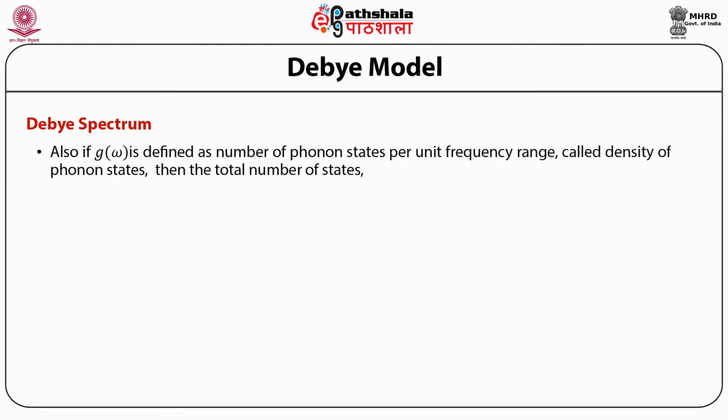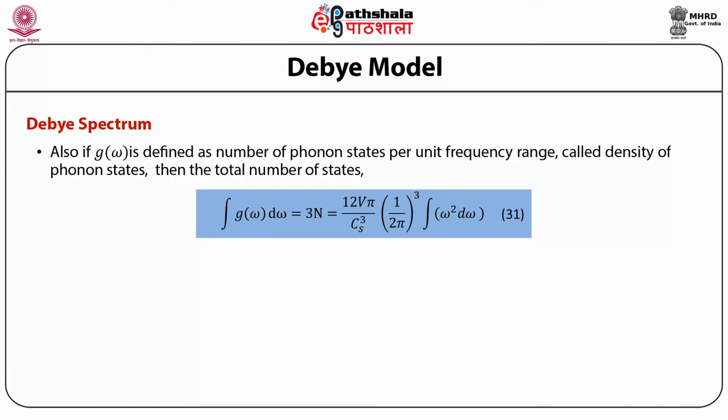Also, if g(ω) is defined as the number of phonon states per unit frequency range, called the density of phonon states, then the total number of states, the integral of g(ω) dω, is equal to 3N, which is equal to 12πV/C_s³ times 1/(2π)³ times the integral of ω² dω.